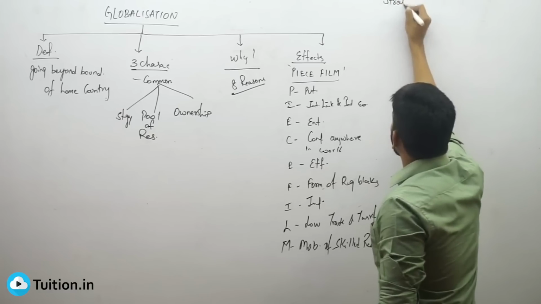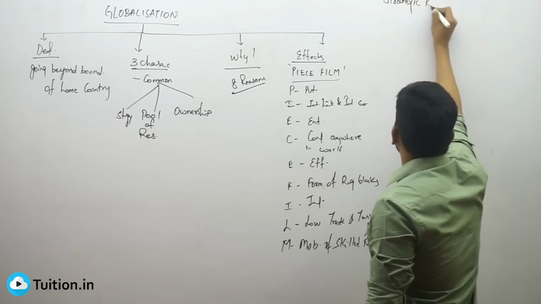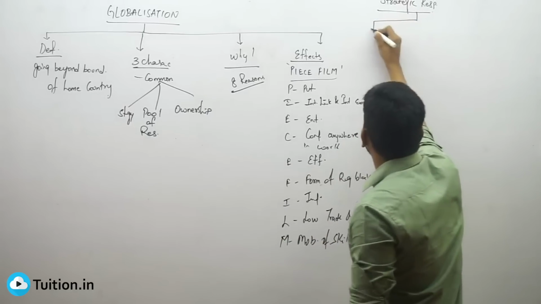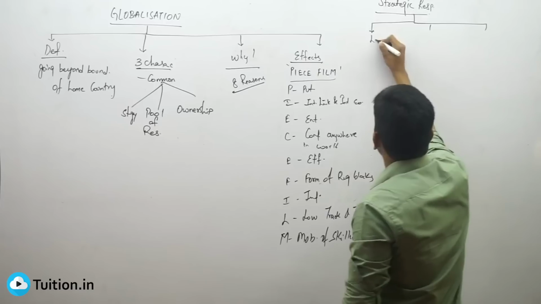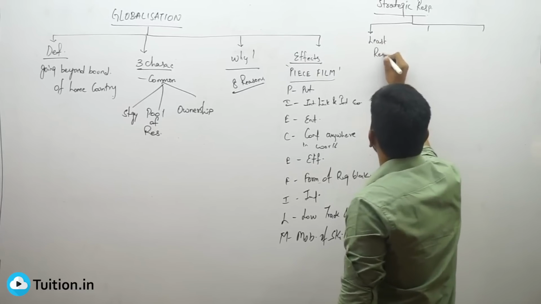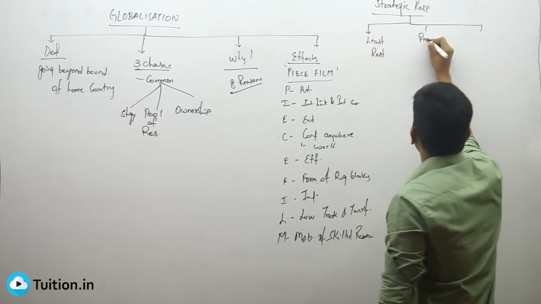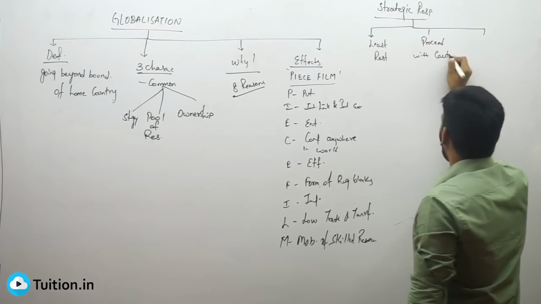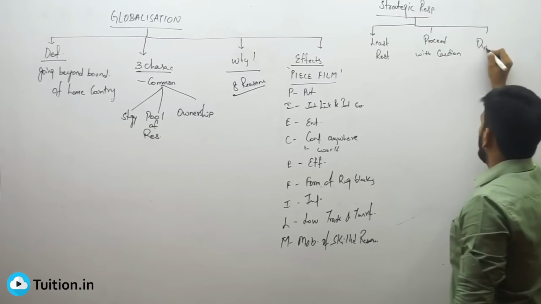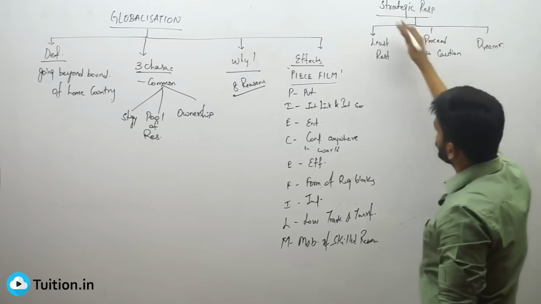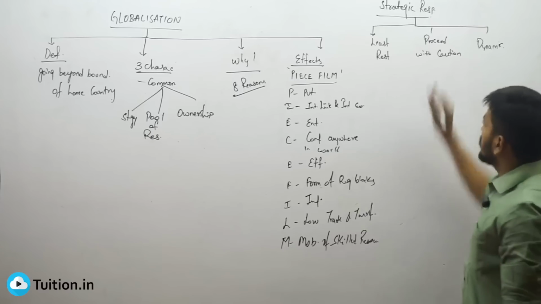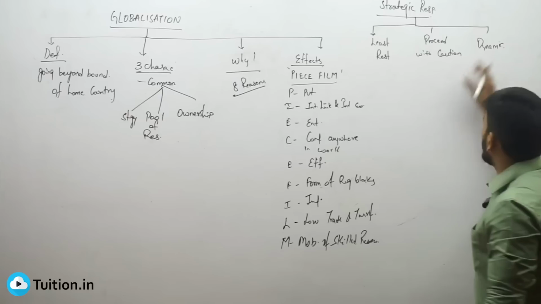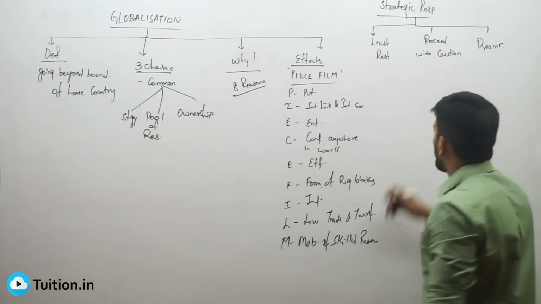Then coming up next is the strategic responses. Strategic responses to changes in the environment. The three responses that we have are least resistance, proceed with caution, and the third one is a dynamic response. Least resistance is about going slow, proceed with caution is about a watchful eye, watching very carefully and then going, and dynamic response is a very fast one.